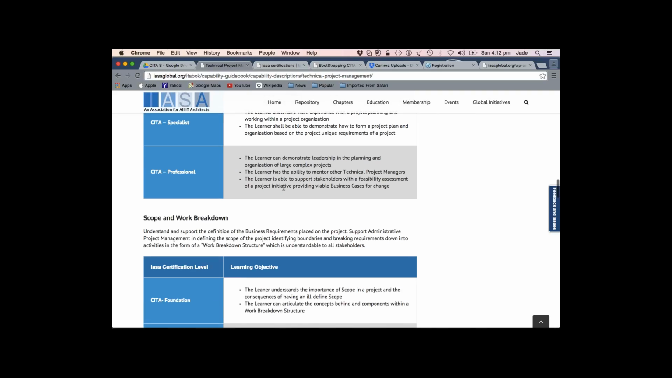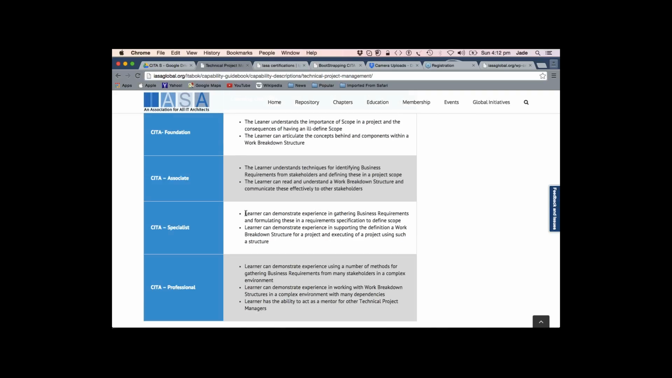This is a general template. For example, for that particular project relationship, the learner can demonstrate experience in gathering business requirements and formulating these in a requirement specification to define scope. So to the question that Sanjay raised, that his requirements were not complete and he had to go through multiple loops to get the input, you can demonstrate your experience in gathering the requirements, and that is an added thing for you to become a CITA specialist.